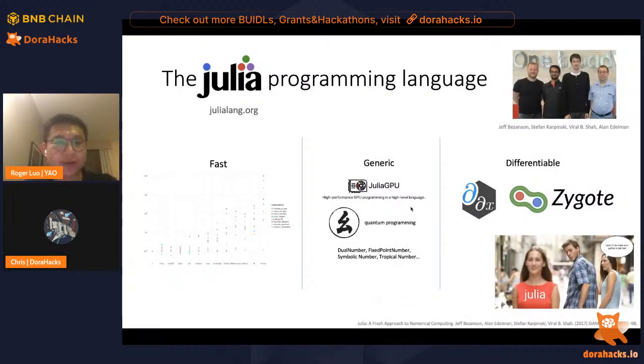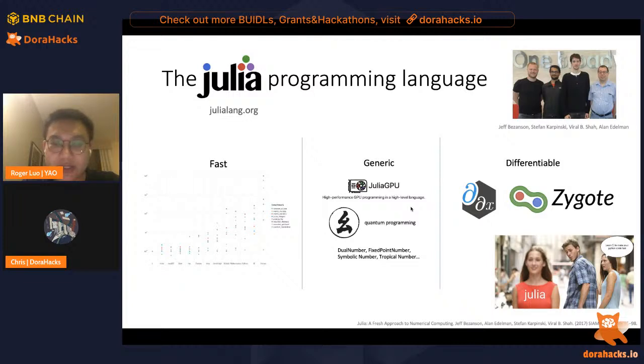Our framework is built on the modern language called the Julia programming language. It is a fast, generic, and differentiable programming language. By fast, it means we can achieve performance on par with pure C programs. Also, the programs are generic. Our simulators and the whole framework are generic, which means you can insert different kinds of algebras of the primitive types. For example, the dual number type can directly give you forward mode differentiation. The symbolic number can give you a symbolic calculation on the quantum circuit.